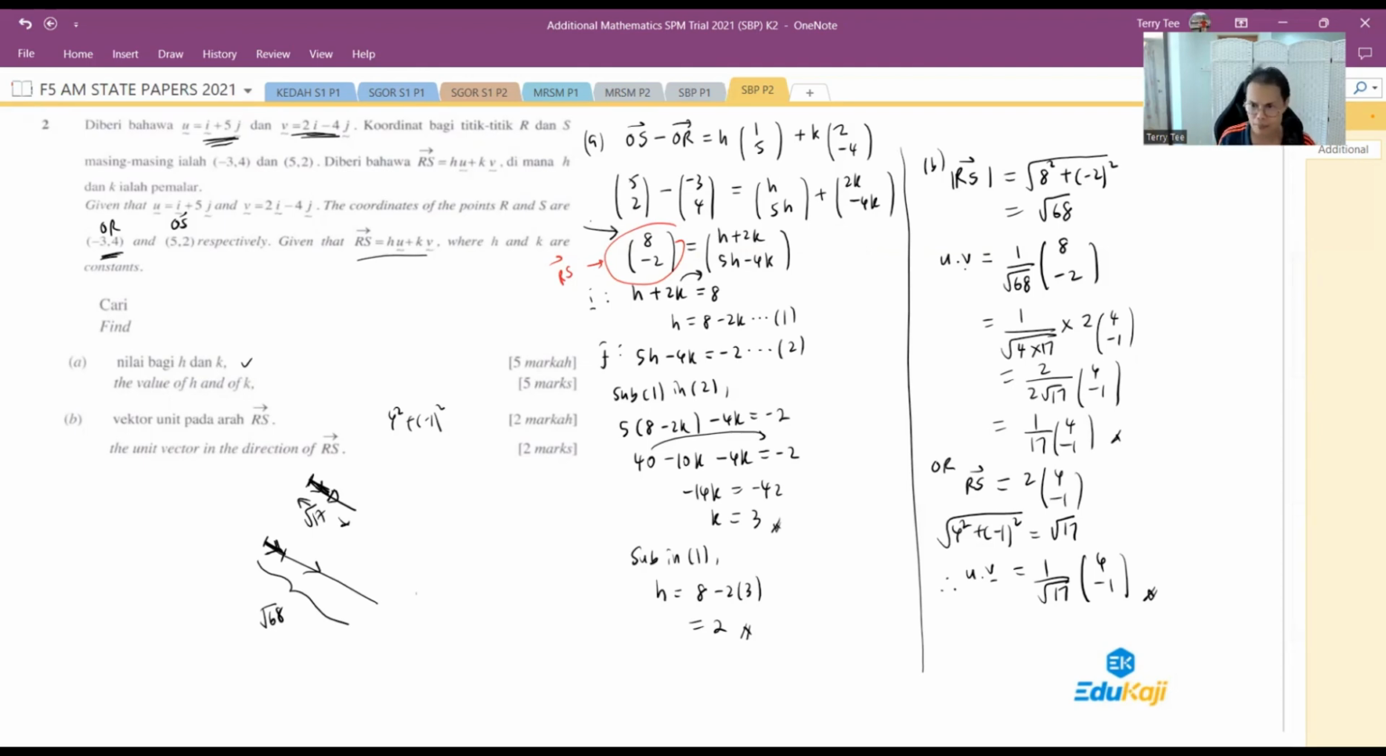Okay. Now, again, just so you know, if you don't want to write in column vector, you want to say, I want to write (4i minus j) divided by square root 17, you can do that, right? So either write in ij form or column vector, it doesn't matter, unless the question mentions, okay, leave your answer in i and j form. Yeah, if they don't mention, it's okay to leave it in column vector.